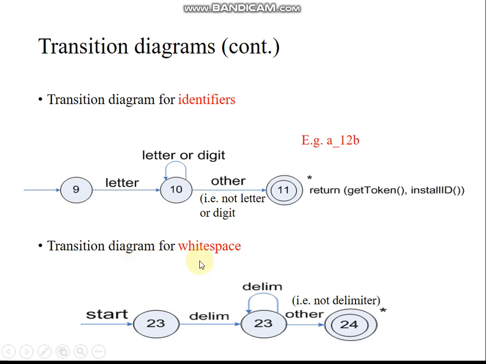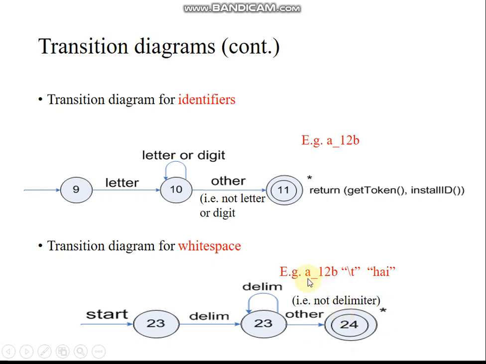Then the transition diagram for white space. Here white space has the delimiters. So start, if there is a single delimiter followed by something other than the delimiter symbols, like curly braces, identifiers or digits will come, then it is accepted and comes back one position, that is the star represented here. So any number of delimiters, that means open curly braces or closed curly braces, we may use two times or three times, that is the delimiter, followed by any number of delimiters, and also blank space, there may be a single blank space or two or three blank spaces, and after that any other pattern will be available. So it is also accepted.